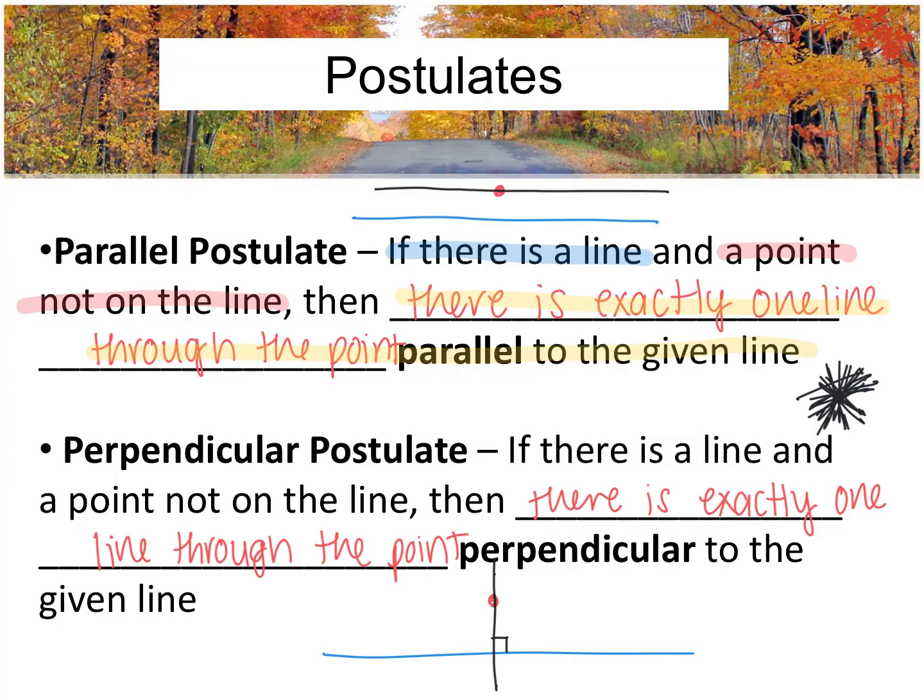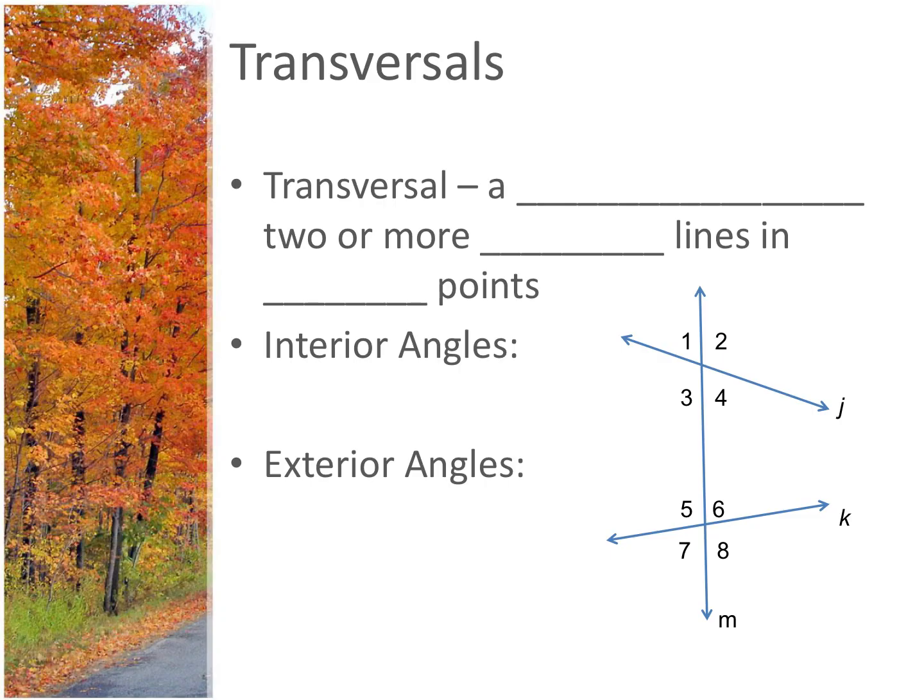All right, transversals. Transversals really have to do with vocabulary. They can get confusing, but it's really easy if you study these. All right, transversal. A line that intersects two or more coplanar lines in different points.